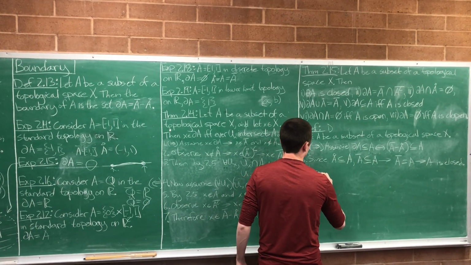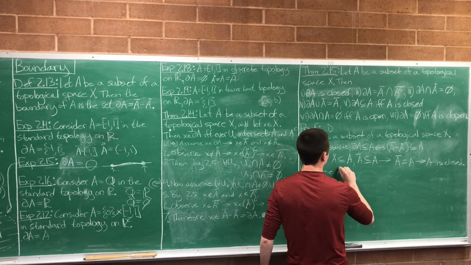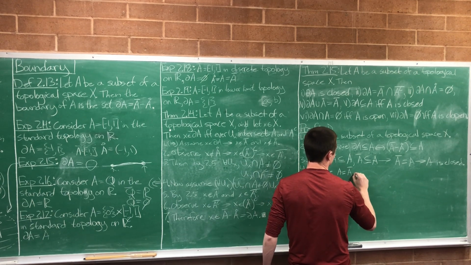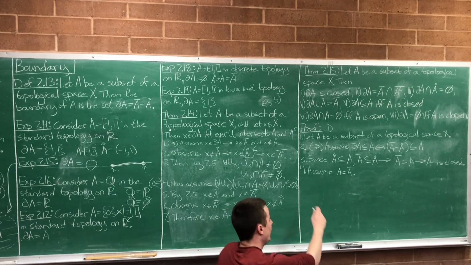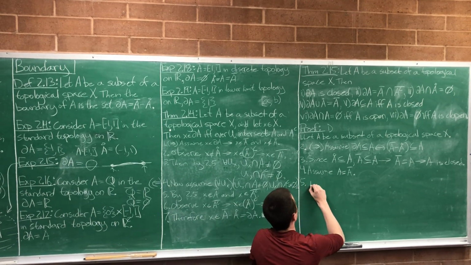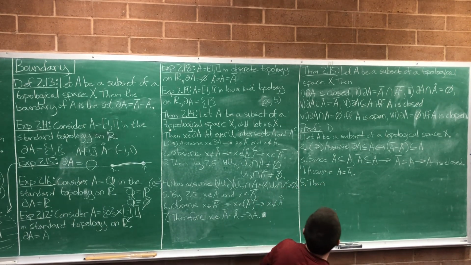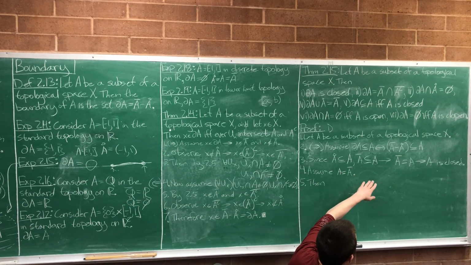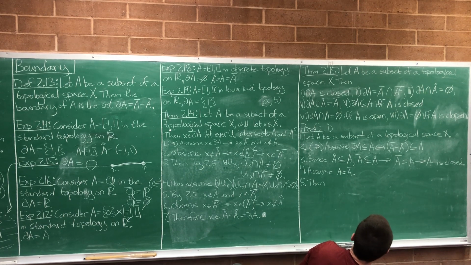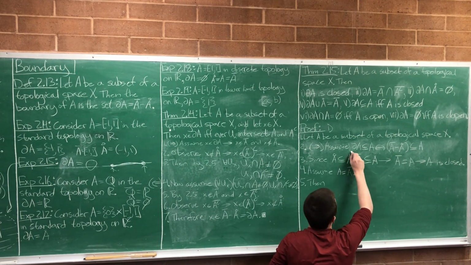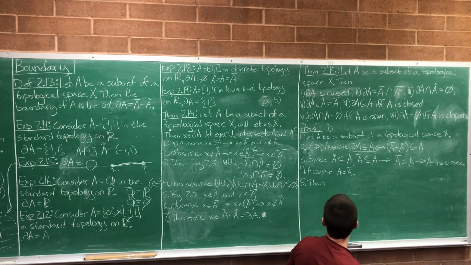Assume A is closed, or in other words, assume A is equal to A closure. Then, let's see, what are we trying to show? We're trying to show that the boundary is a subset of A. That's what we're trying to show. I'm going to underline that.